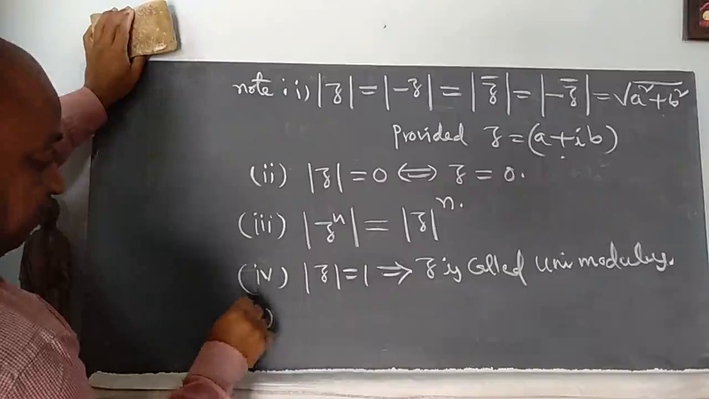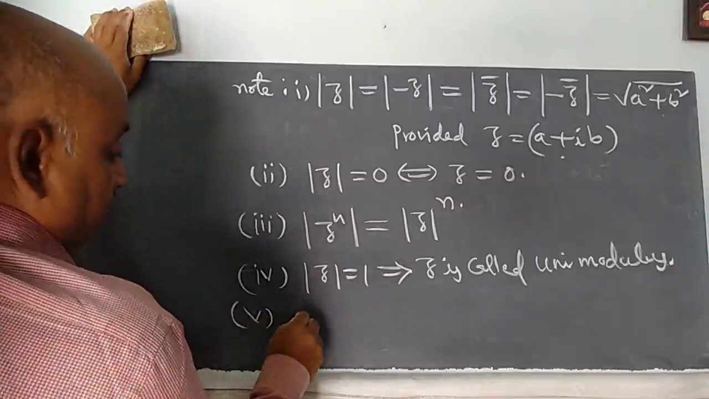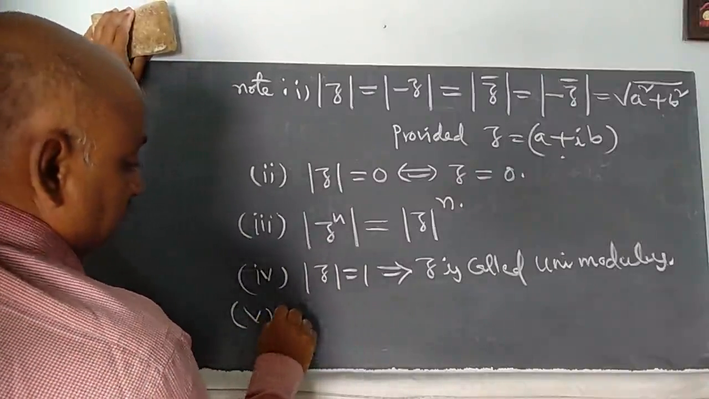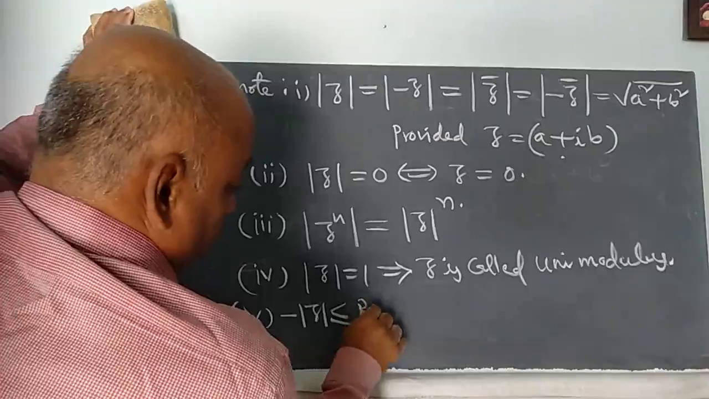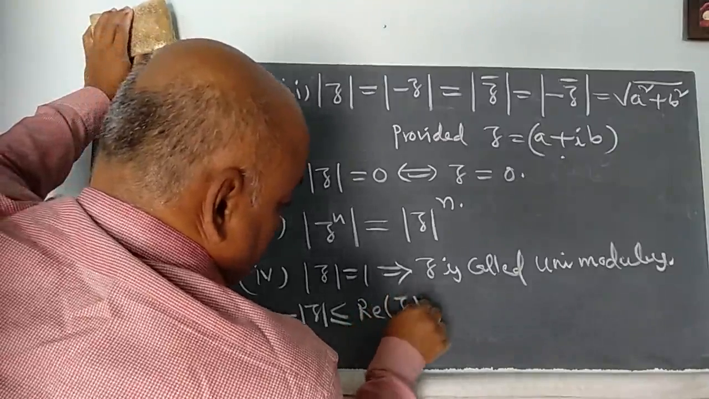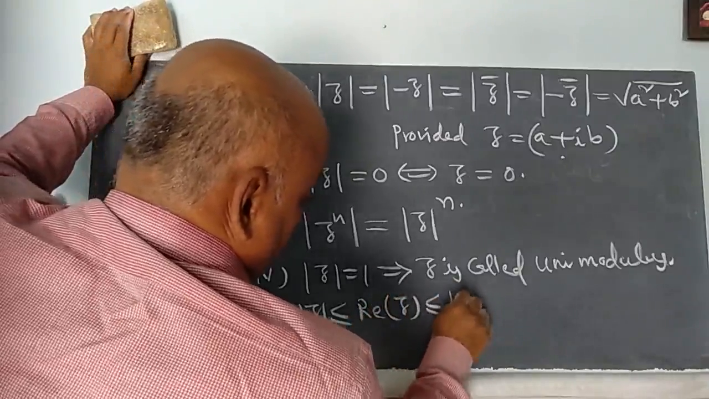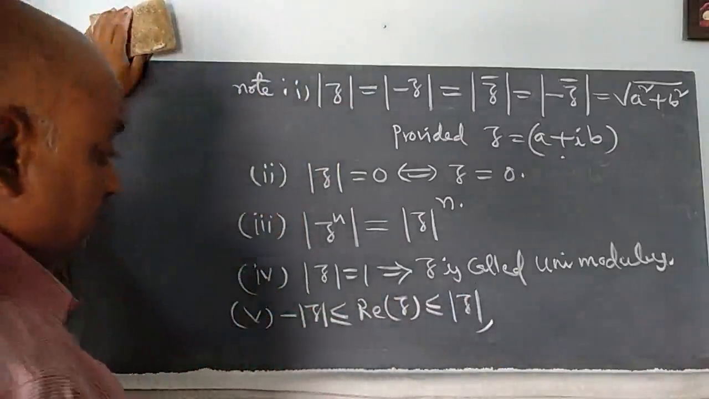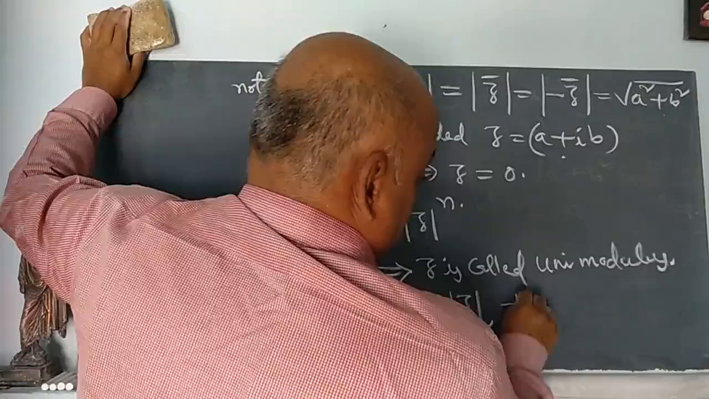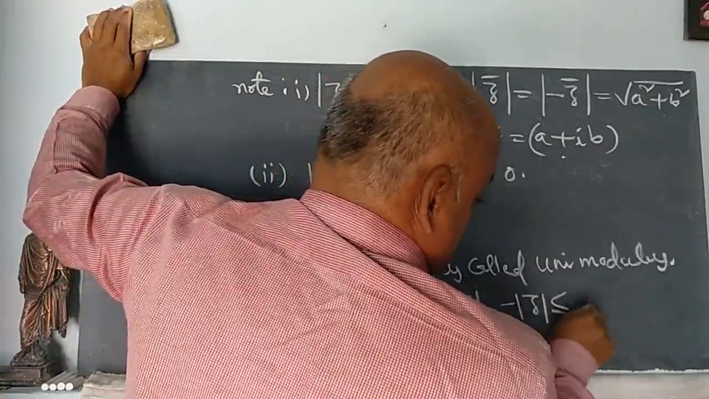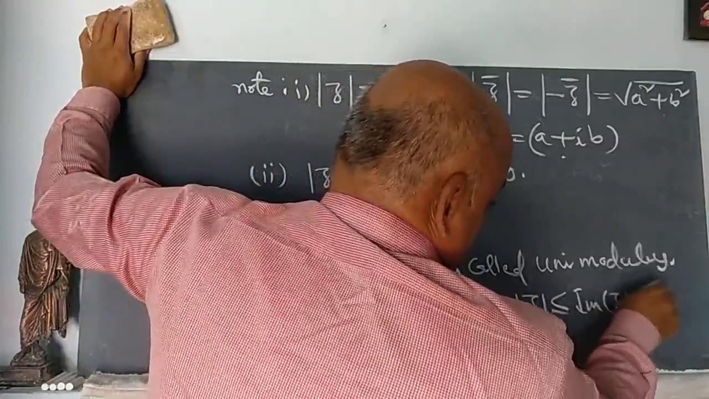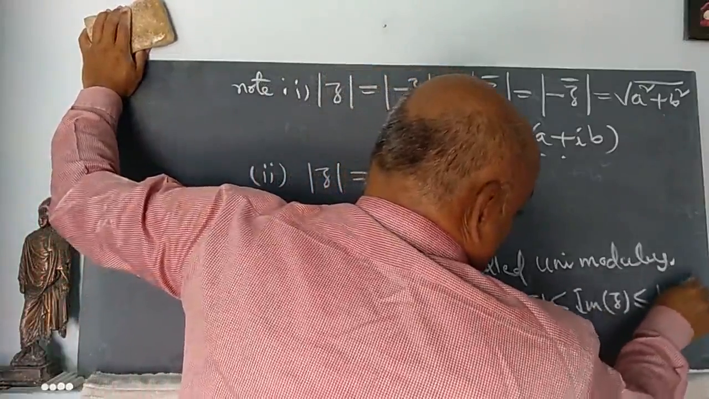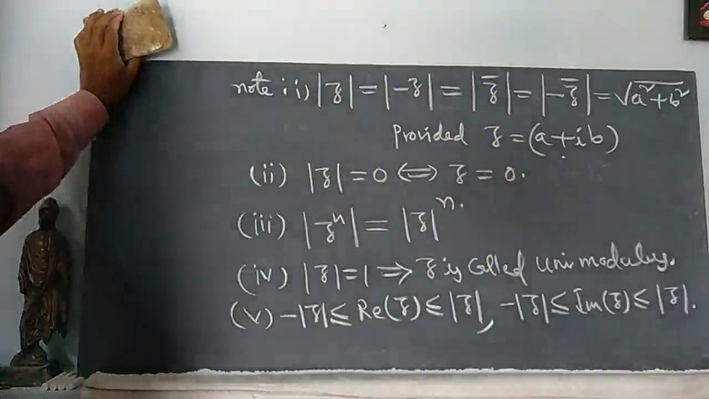Fifth point, minus mod z is always less than or equal to real part of z is always less than or equal to mod z. Similarly, minus mod z is less than or equal to imaginary part of z less than or equal to mod z.